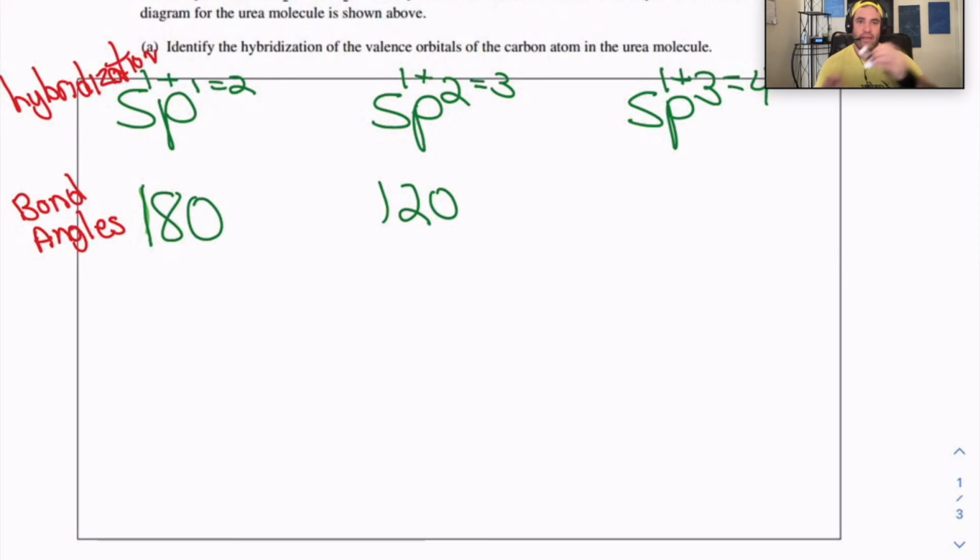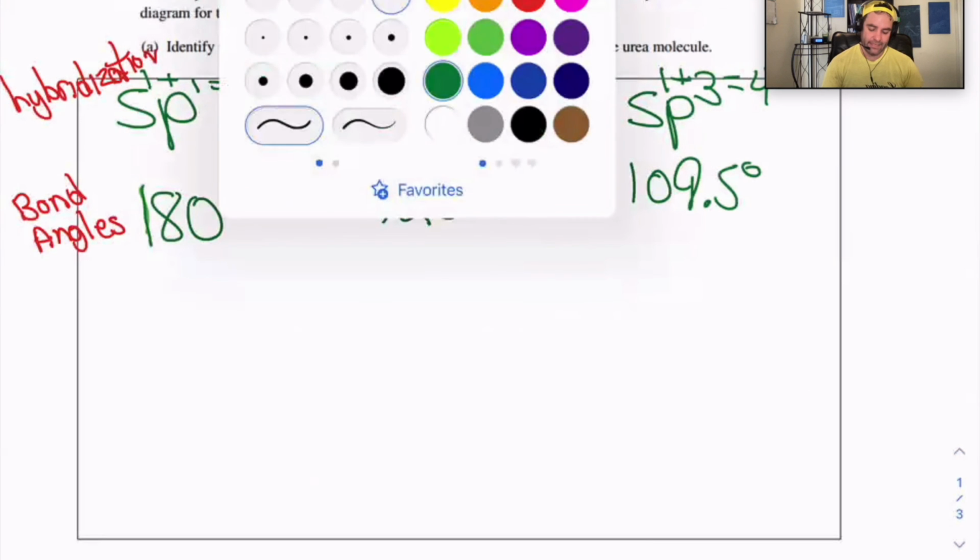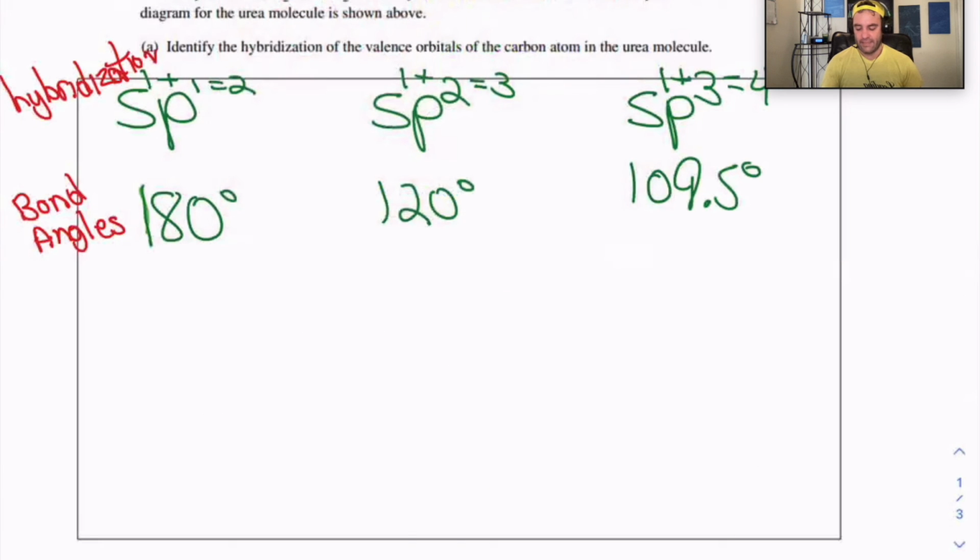Now the last one, we've got SP3, 4 things attached to it. A lot of students say straight out 90 because it looks like there are 4 things. But this is a 3-dimensional figure, so that ends up being 109.5. Maybe 109 is even fine, but 109.5 degrees. All right. Now, the last thing it's going to possibly ask you is the name of it.